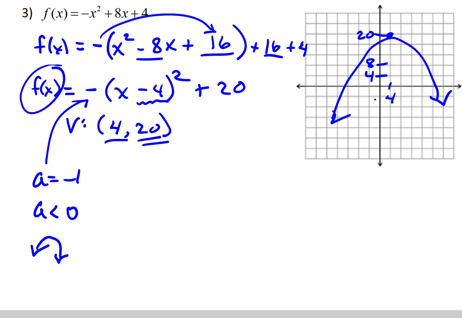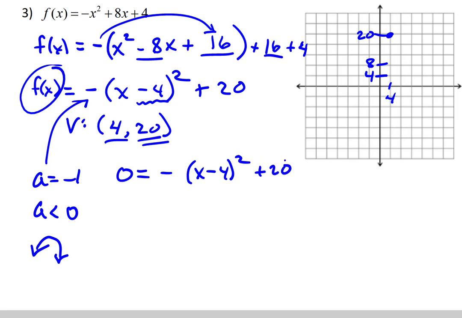And again, that means that it's going to hit the x-axis since it's starting above it and opening downward, which means there should be x-intercepts, and we can go ahead and find those by setting the y value, or in this case f(x), equal to 0. So let's try this here as 0 equals negative (x minus 4) squared plus 20.